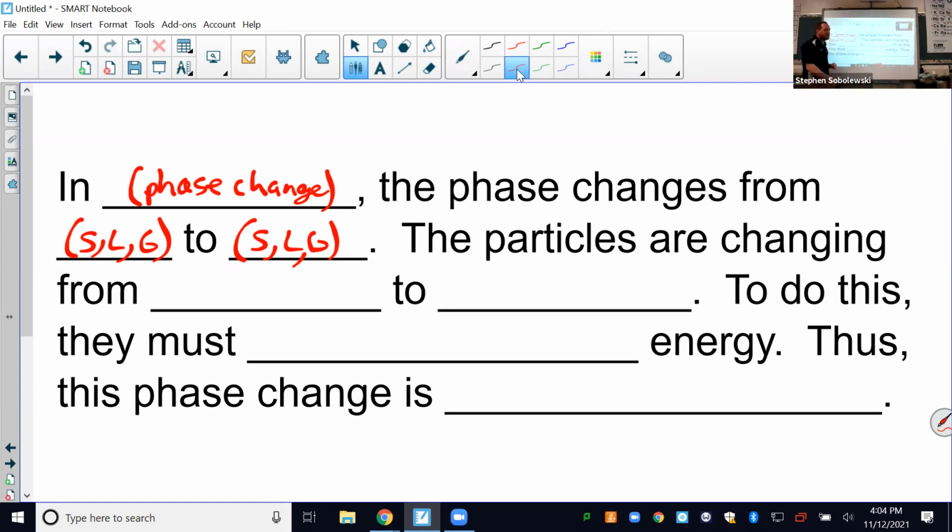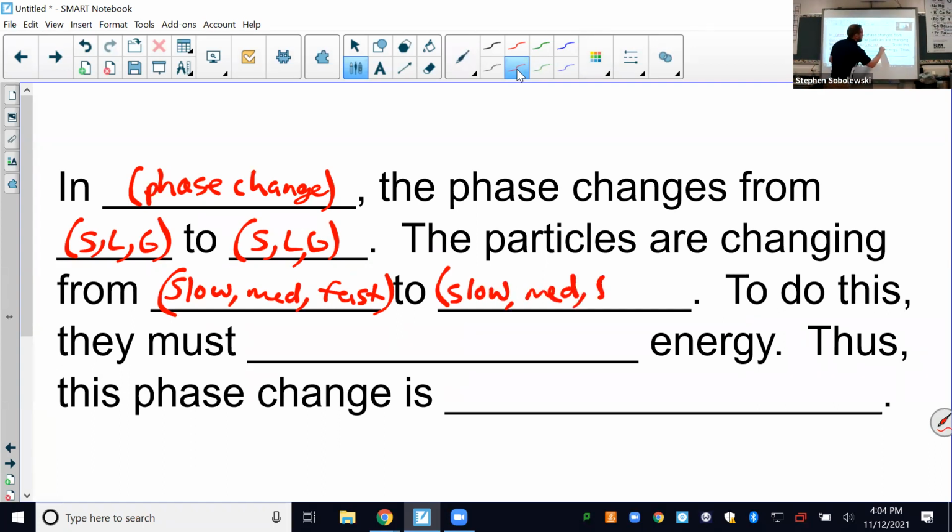This is referring to their speed. I'm looking for slow, medium, or fast for both of these. Slow, medium, and fast, we can think of that as solid, liquid, and gas in that order. So in my example, I said in condensation, the phase changes from gas to liquid. The particles, thus, are changing from fast to medium. Right? To do this, they must blank energy. There's two words we can use, either absorb or release.